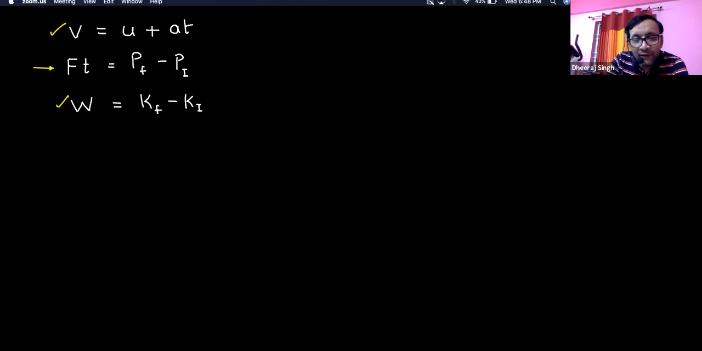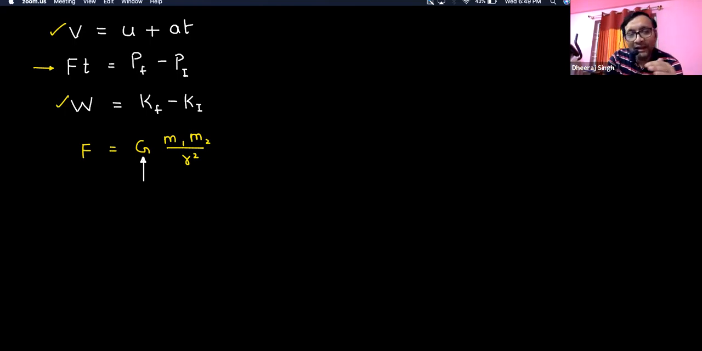This one we will deal with anyway. Force equals G m1 m2 by r square. This is very interesting. It is a very tricky equation because G has a dimension. Even though G is a constant, it has a dimension. So dimension analysis will be very difficult for this equation if you don't know the dimension of G. So these kinds of equations we don't deal with in dimension analysis.